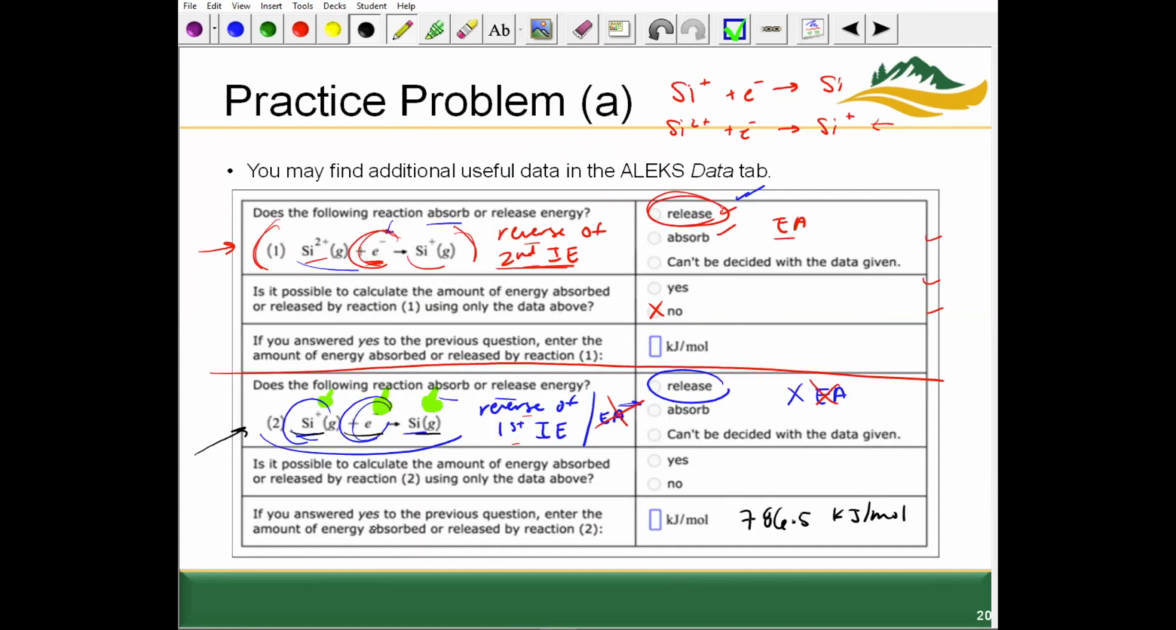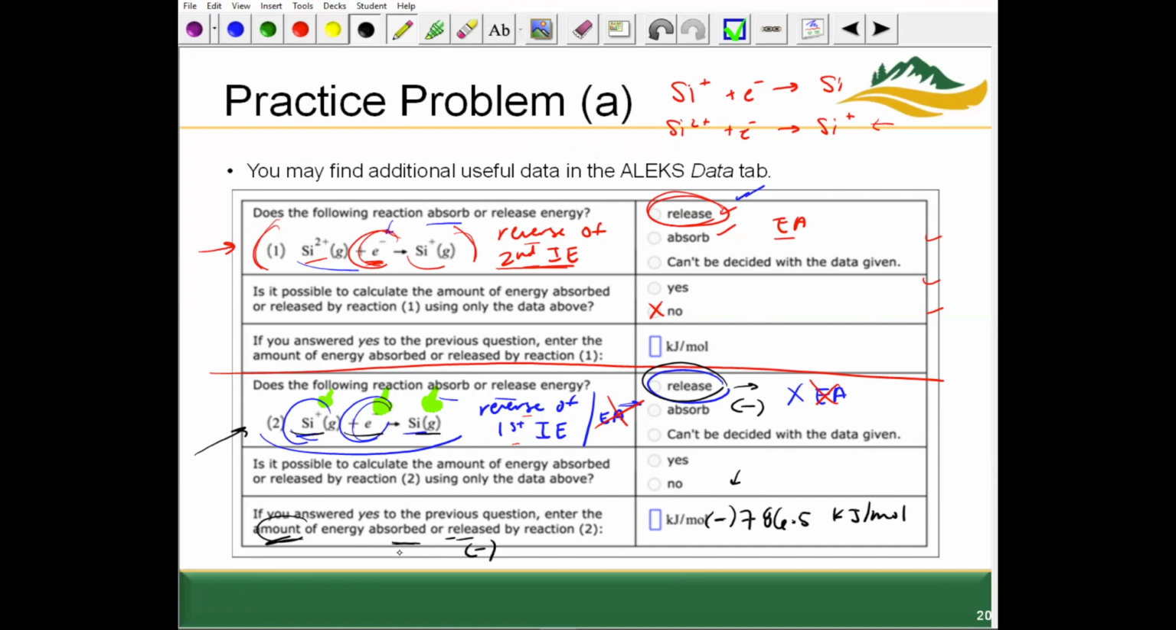As worded, we're just asked about the amount of energy being either absorbed or released. This means we don't need to show a sign. But if energy is being released, would this be a positive or negative sign? Energy being released means we'll see a negative sign. So technically, if we weren't asked about the absolute value, we would show that it would be negative.